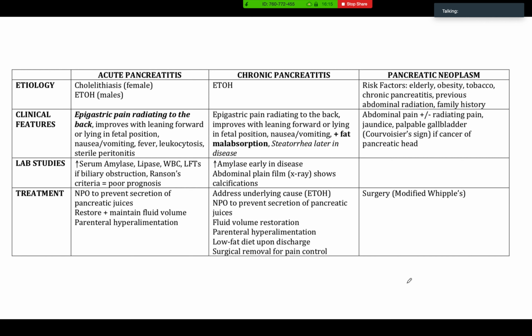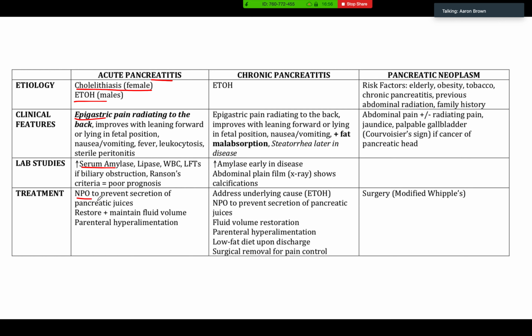So, breaking down the conditions we've just talked about. Acute pancreatitis, for females, we think of cholelithiasis. Essentially a stone in the common bile duct that is obstructing the ampulla of Vater, not allowing pancreatic enzymes to leave the pancreas. Those enzymes stay in the pancreas and cause pancreatitis. Alcohol is toxic to the pancreas, so males drink too much alcohol and then get pancreatitis. Epigastric pain radiating to the back, you told me all about that. And then lab studies, elevated amylase and lipase, you told me about that too.